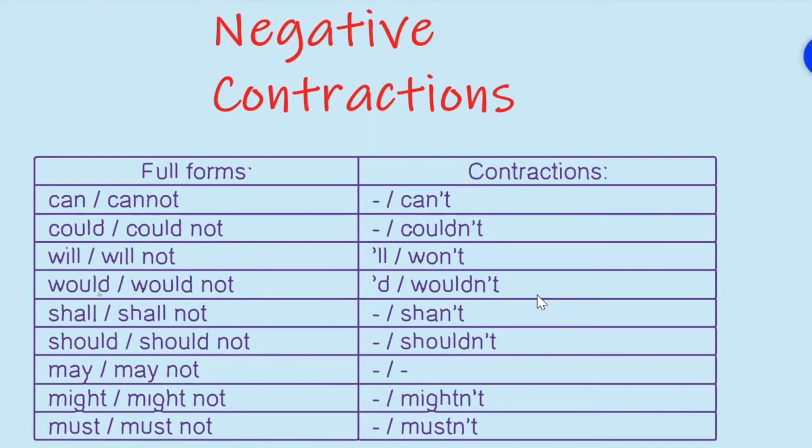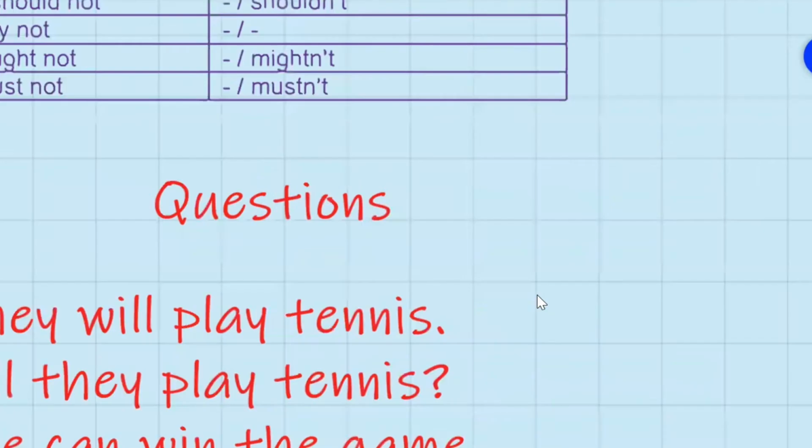Should doesn't have a short form, but shouldn't we contract not into apostrophe T. And then we have may and may not. Both do not have contracted or short forms. We have might and might not. Might doesn't have a short form, but might not we can change into the short form mightn't. And must and mustn't. Must doesn't have one, but must not can change into mustn't also. So these are the different forms in negative and in contraction.